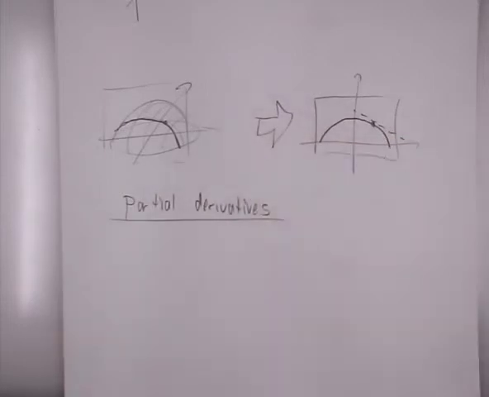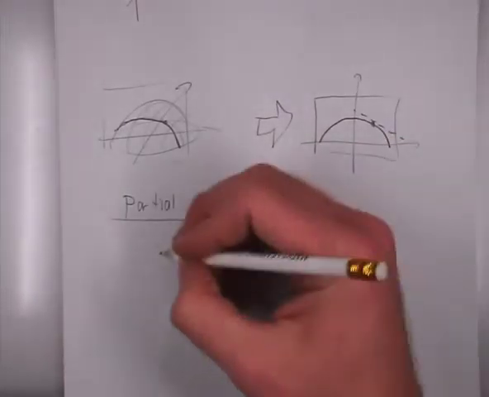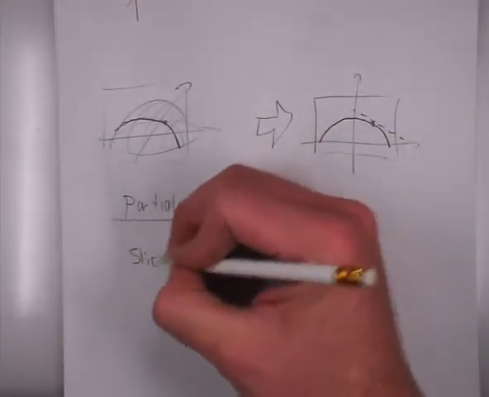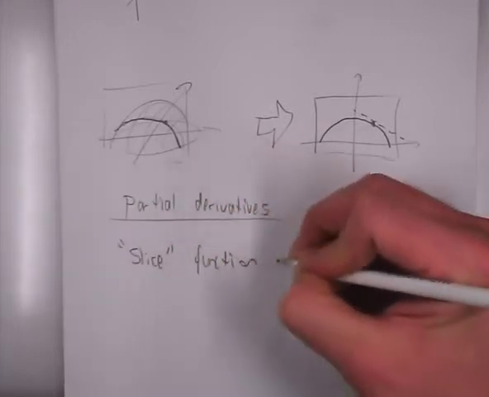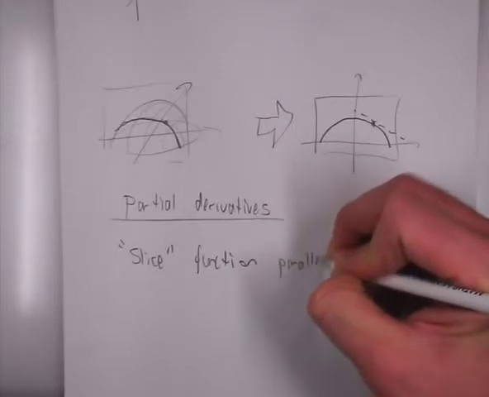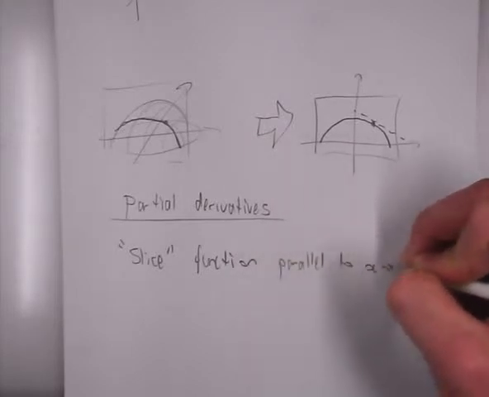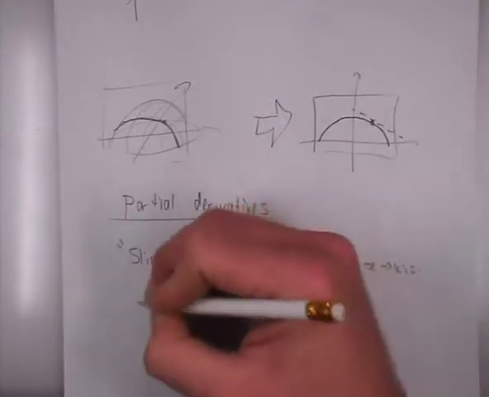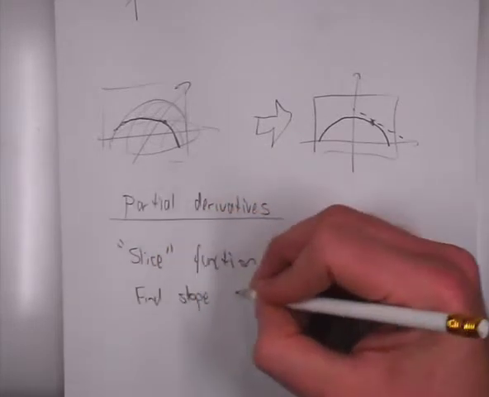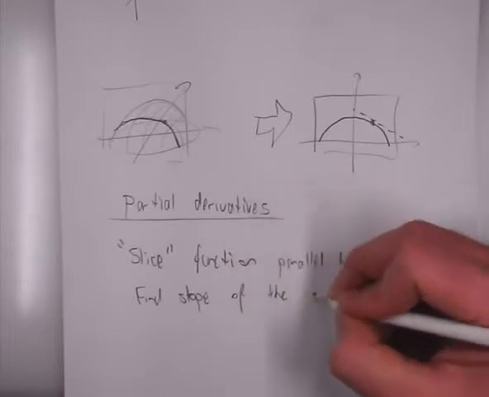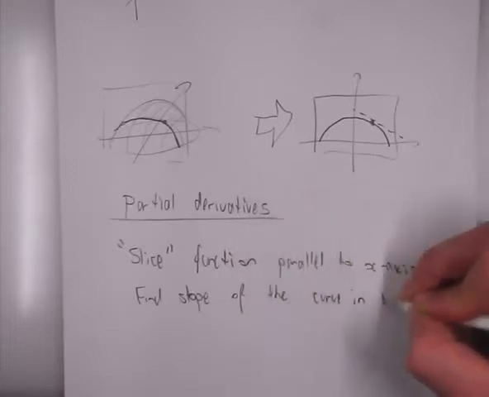So partial derivatives, the concept is that I've got my function, I slice it parallel to, say, the x-axis and find the slope of the curve in that slice.